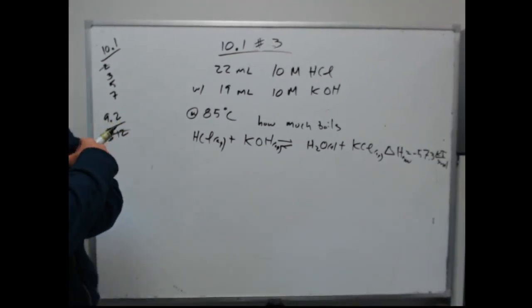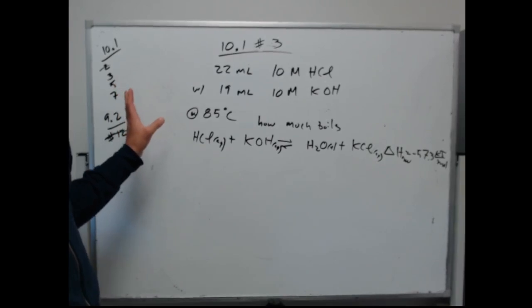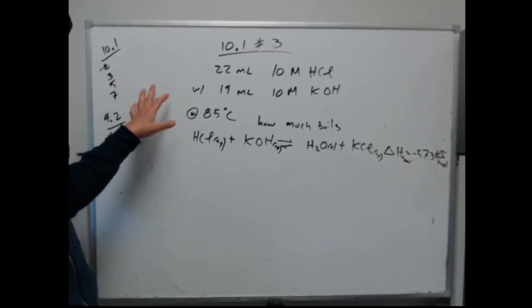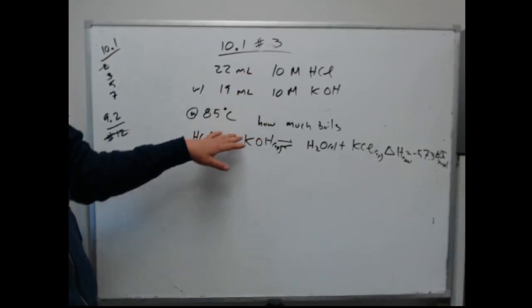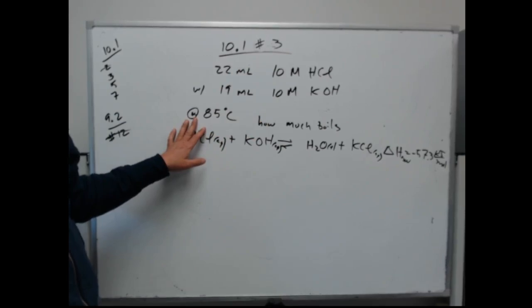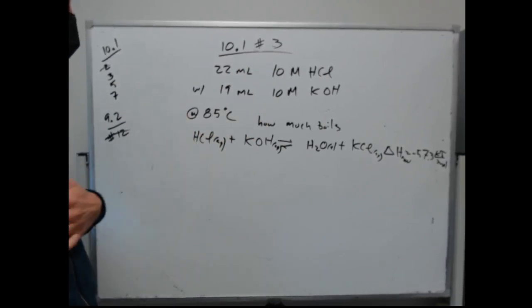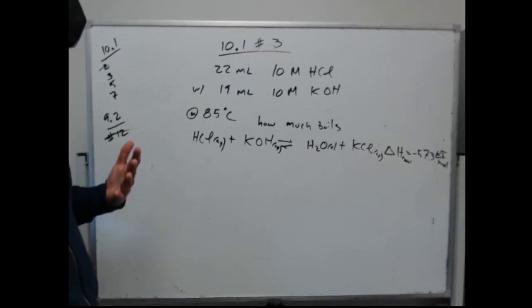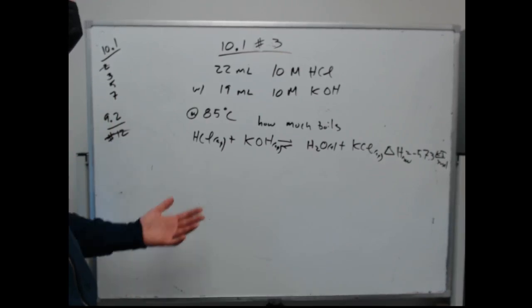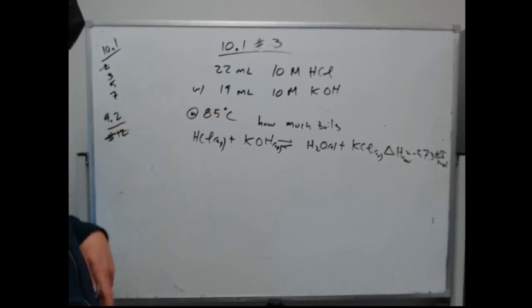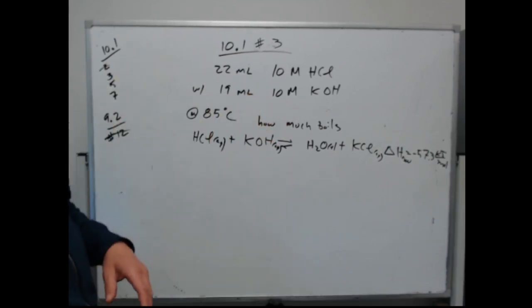So this is absurd on a couple levels. One, why would you have high concentration acid and base up at 85 degrees Celsius? Wild. But essentially what we're looking at here, there's a couple hints in terms of what we're thinking about: it's a how-much-boils question. We've got a temperature, we've got a reaction, we've got a delta H.